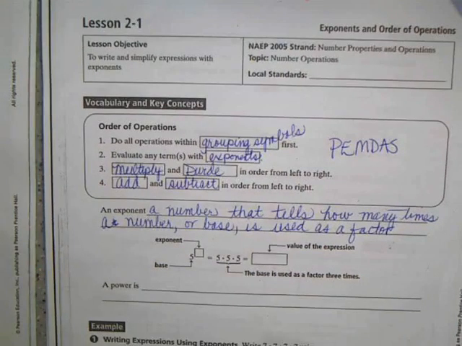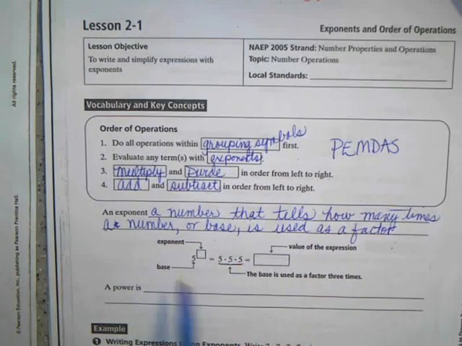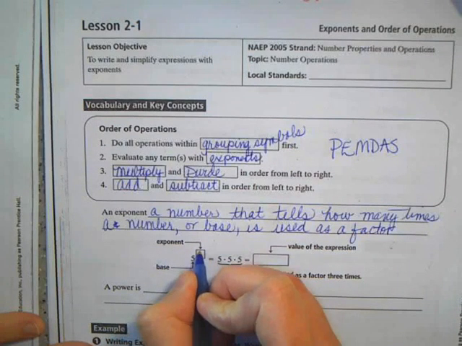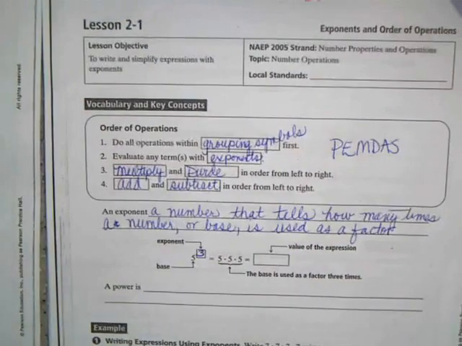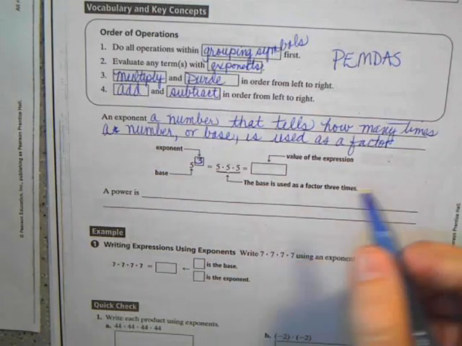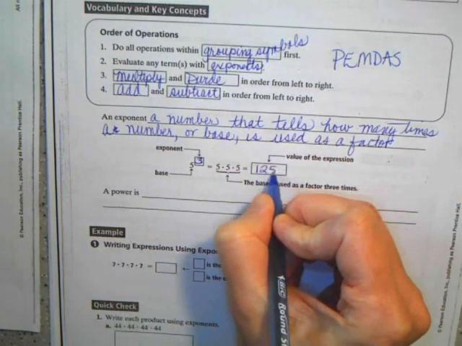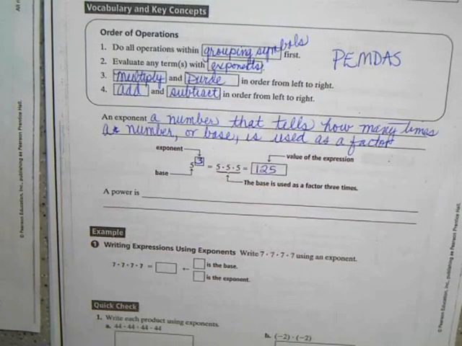Okay, so if I have this expression here, 5 times 5 times 5, I can write that with a base of 5. The base is used as a factor 3 times, so I will give it an exponent of 3. So 5 to the third power, or 5 cubed, means 5 times 5 times 5. If I evaluate that, or find the value of the expression, it's 125, because 5 times 5 is 25. Multiply 25 times 5, that's 125. Okay?